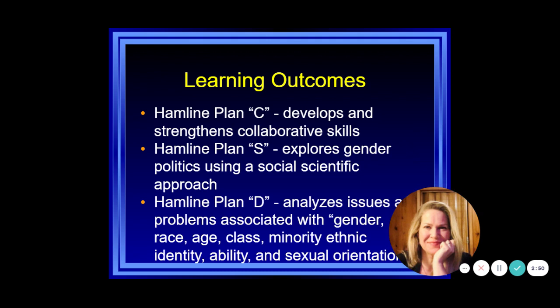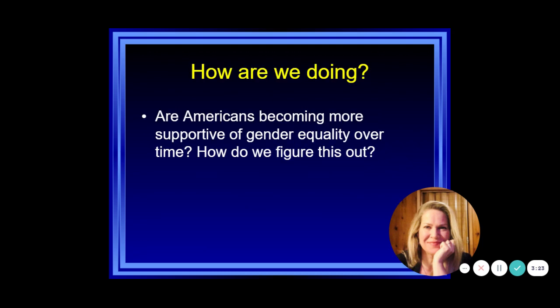And then also you're gaining credit for Hamline Plan outcomes as well, including Hamline Plan C, S, and D. So this class develops and strengthens collaborative skills. It explores gender and politics using, again, the social scientific approach. And then it also analyzes issues and problems associated with gender, race, age, class, minority, ethnic identity, ability, and sexual orientation, which contributes to your Hamline Plan D, which stands for diversity.